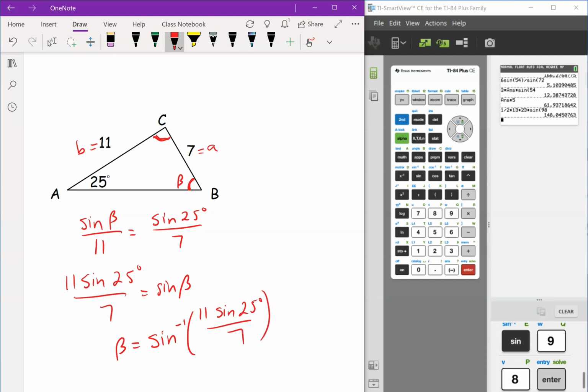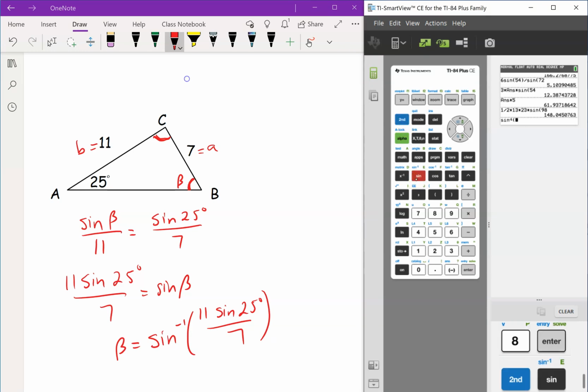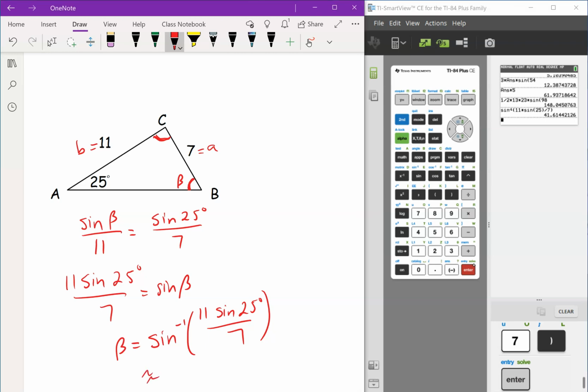And if you prefer, you can type this in one step at a time. I prefer to do it all at once. So inverse sine of 11 times sine of 25 divided by 7. Make sure I have my parentheses all in the right spot. That gives us that our beta is about 41.6144 degrees.